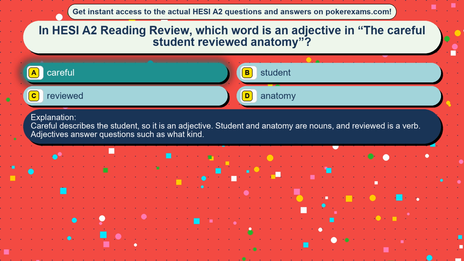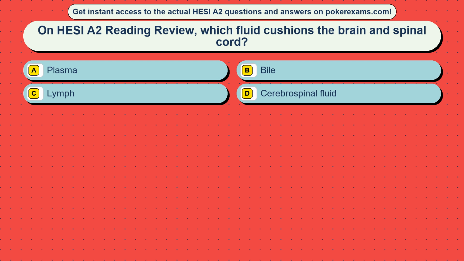Student and anatomy are nouns, and reviewed is a verb. Adjectives answer questions such as what kind. Question 14. On HESI A2 reading review, which fluid cushions the brain and spinal cord?